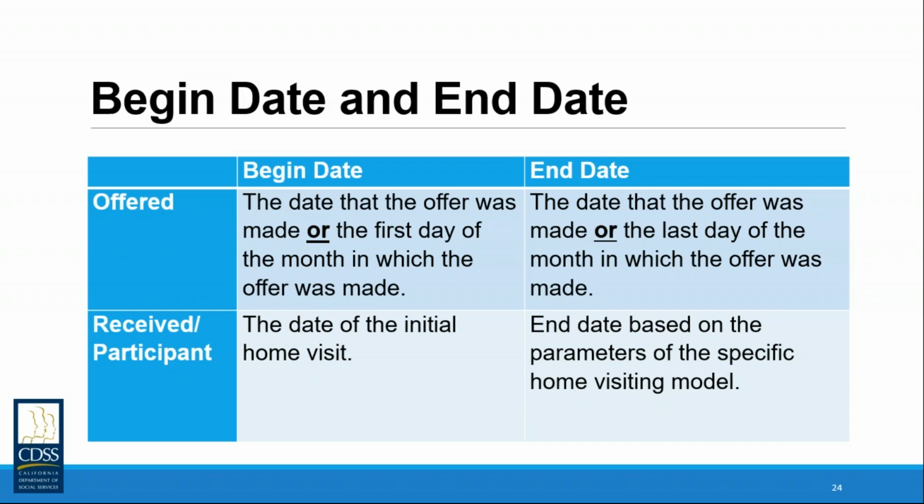For the received participant flag, we need both the begin and the end dates again. The begin date is the date of the initial home visit. The end date is based on the parameters of the specific home visiting model. And additional information on that will be provided at a later date.